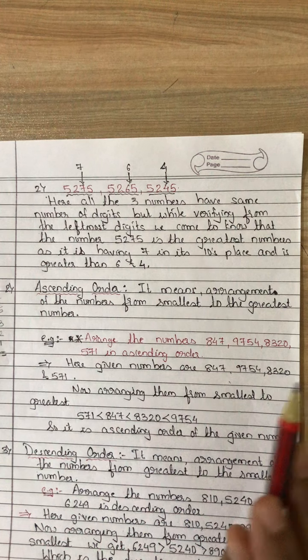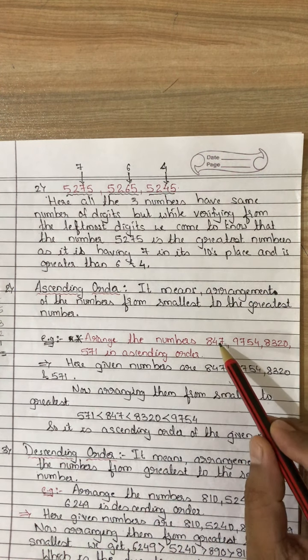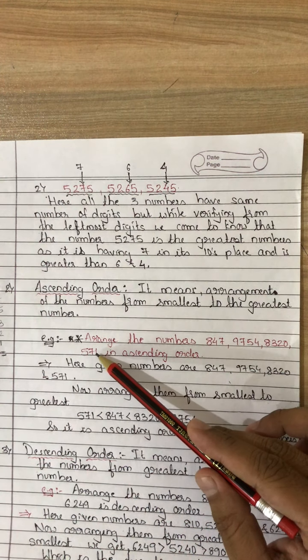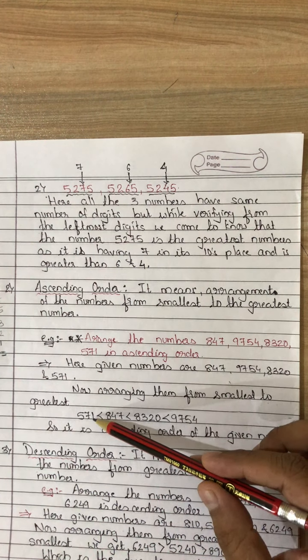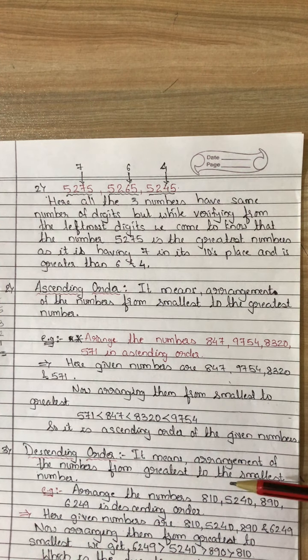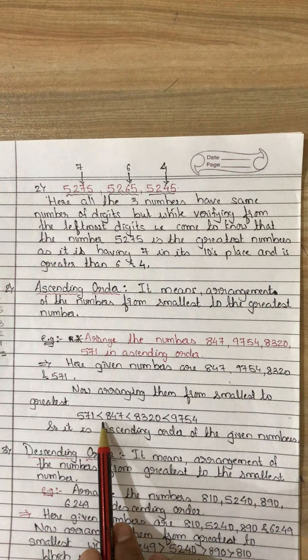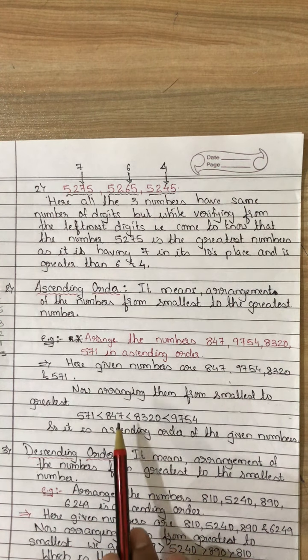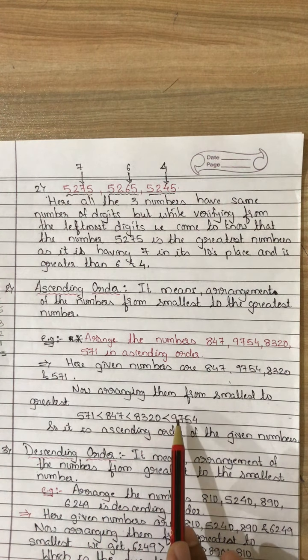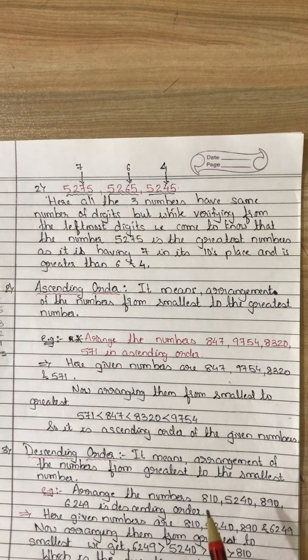You will start with the smallest number first. Which is the smallest number among these? Yes, we have studied. The smallest number is 571. So it will be the first number. Then 847. Then 8320. Then 9754. Here 571 is less than 847, 847 is less than 8320, and 8320 is less than 9754. So it is the ascending order of the given numbers.